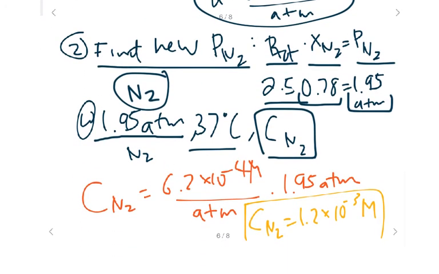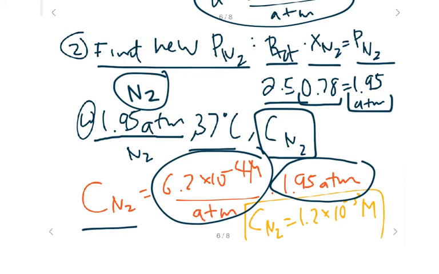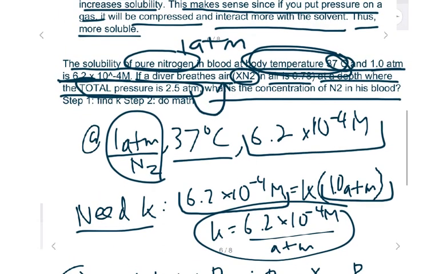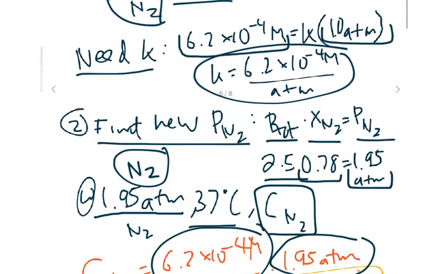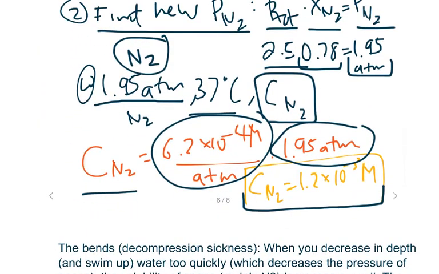So, using the formula, C_N2 is equal to k times the partial pressure of N2 in these new conditions. We find that when this diver goes down to a depth where the total pressure is 2.5 atm, the concentration of N2 in the water, or in the bloodstream, which is mainly made of water, is going to be 1.2 times 10 to the negative 3 molar.